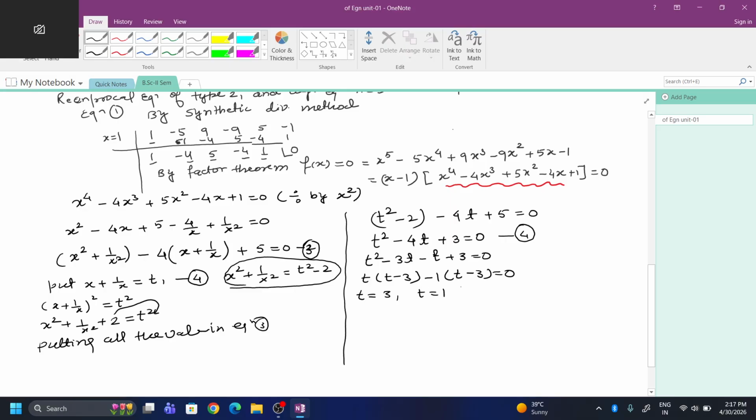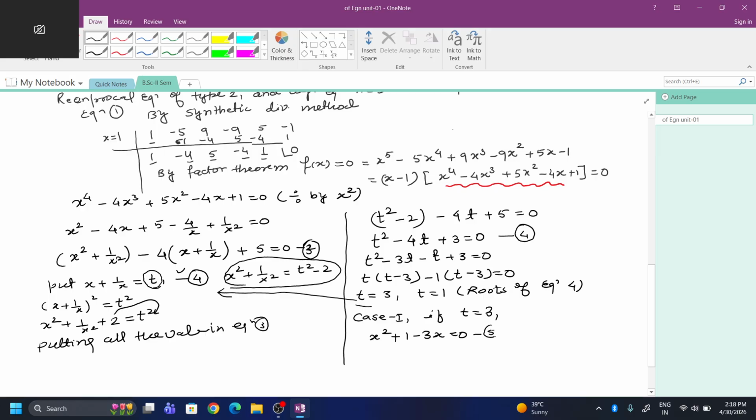These are the roots of equation number 4, or you can say the solution of equation number 4. But this t is connected with equation number 4. So case first, if we take t is equal to 3, then x square plus 1 minus 3x is equal to 0. From equation number 4, you can put the value of t here. T is equal to 3. Then x plus 1 by x is equal to 3. After simplification, we get x square minus 3x plus 1 is equal to 0.